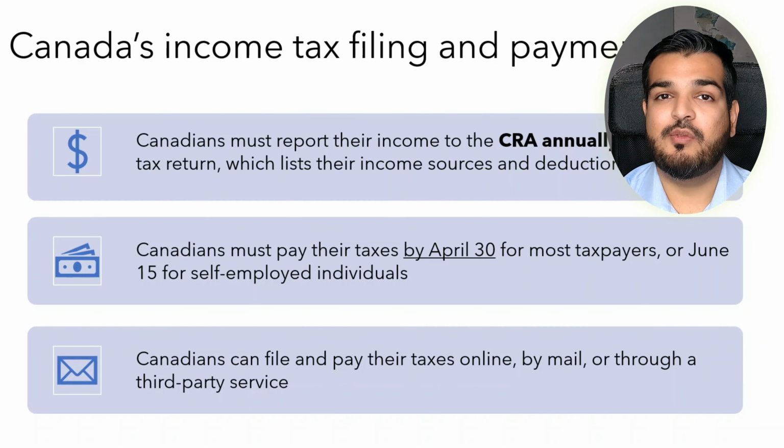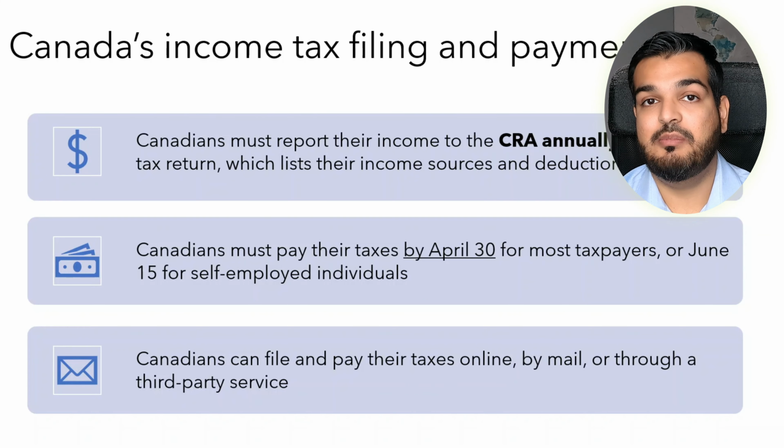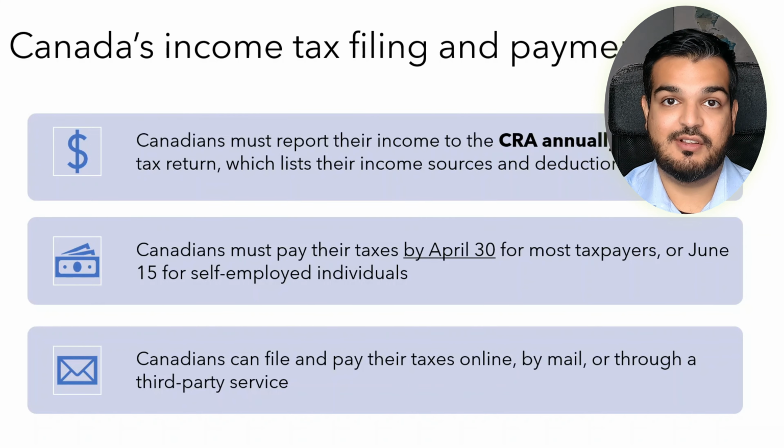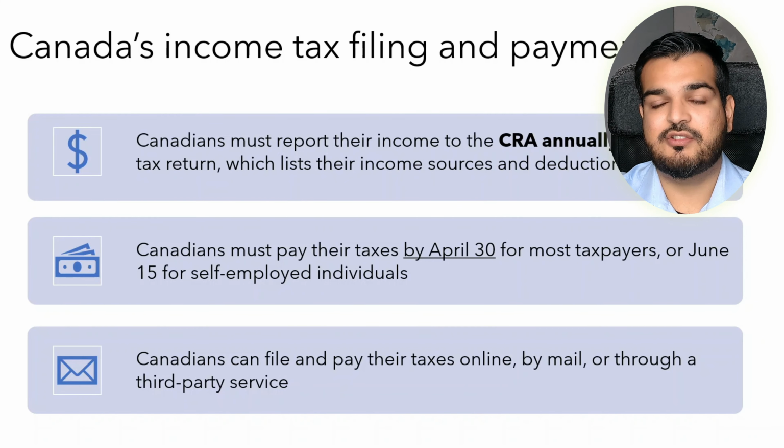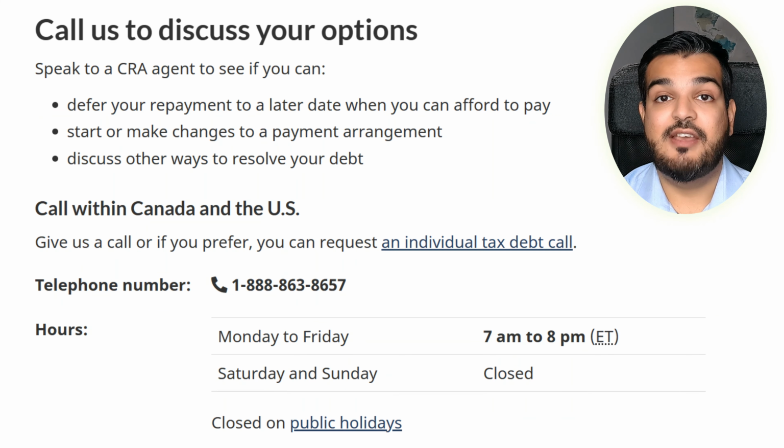I highly recommend going the online route because mail can get lost. It takes time for physical mail to actually get to the CRA. So online is quicker, it's more secure, and it's just faster. And if you want to really pay in person, you can visit the CRA office and pay by cash, debit card, or a check.